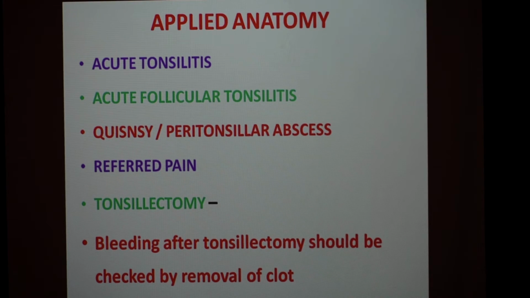All the applied anatomies are very much important. More commonly, the quinsy and the tonsillectomy can also be asked in the one-liners. So that is acute tonsillitis, acute follicular tonsillitis, quinsy, referred pain, tonsillectomy, and the very much important one-liner, the bleeding after the tonsillectomy should be checked by removal of the clot.